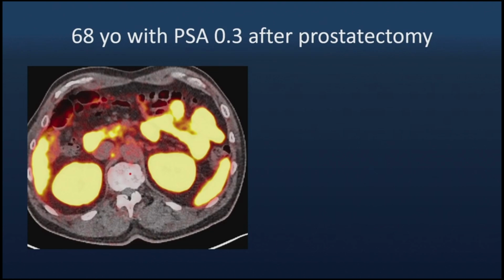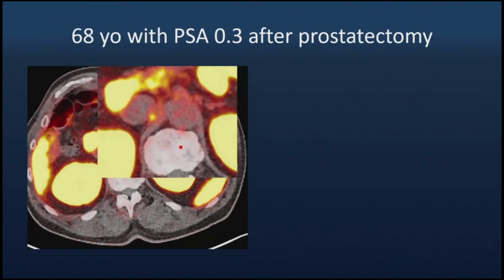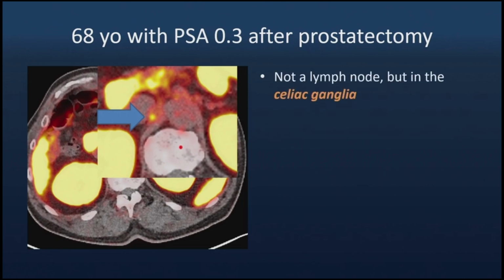So now I'm going to talk about some of those pitfalls I was referring to. Here's a patient with elevated PSA after prostatectomy. We talked about tiny little lymph nodes, and we're always confident those are lymph nodes. Well, I'm always very careful in specific locations. This is one of them. This is focal uptake right anterior to the crus of the diaphragm. Either crus, this is a classic location for ganglia. This is a celiac ganglion. It's not a lymph node.